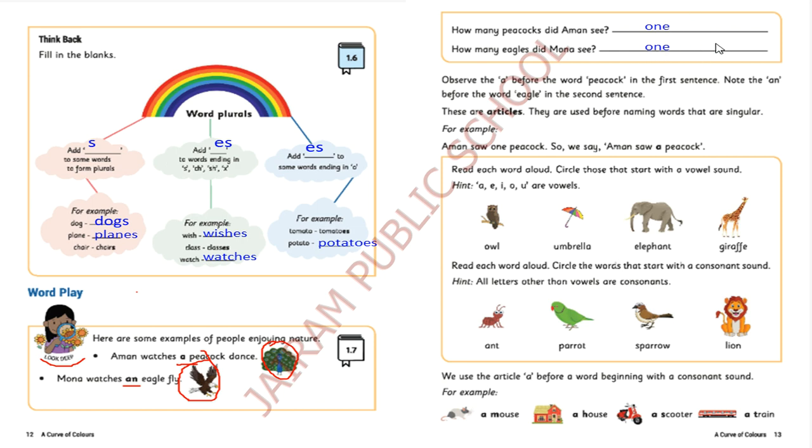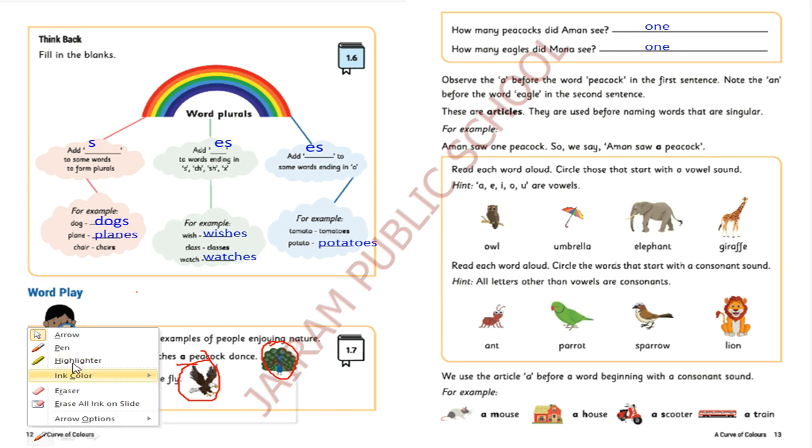These are the answers. Kindly complete this think back activity also, as well as the fill in the blanks. Observe the word before peacock in the first sentence. Here what is given before the word peacock? But note the word before eagle in the second sentence. Here they have given a and here they have given an. Why is it so? Let's see why. These are articles. They are used before naming words that are singular. Whenever we see a singular naming word, we can add an article in front of that word.